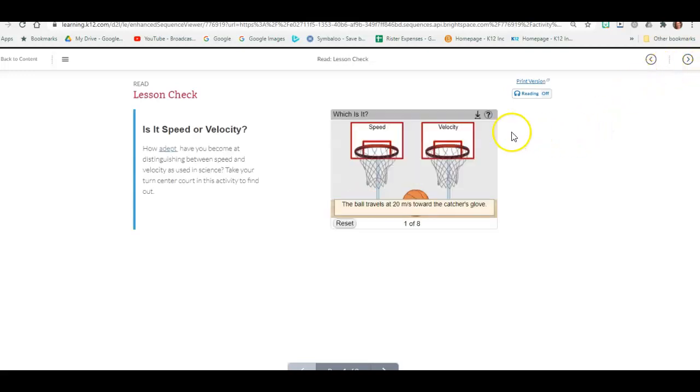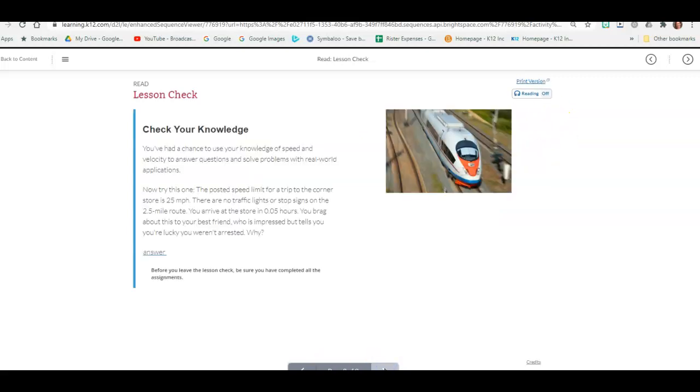All right, so is it speed or velocity? You'll answer the questions here, being able to tell by the clues given. And checking your knowledge. You've had a chance to use your knowledge of speed and velocity to answer questions and solve problems in real-world applications.